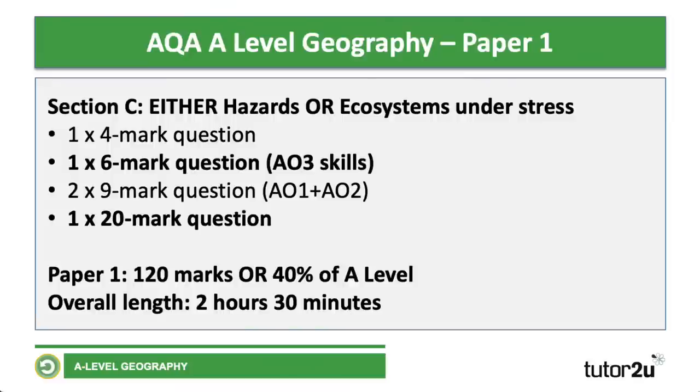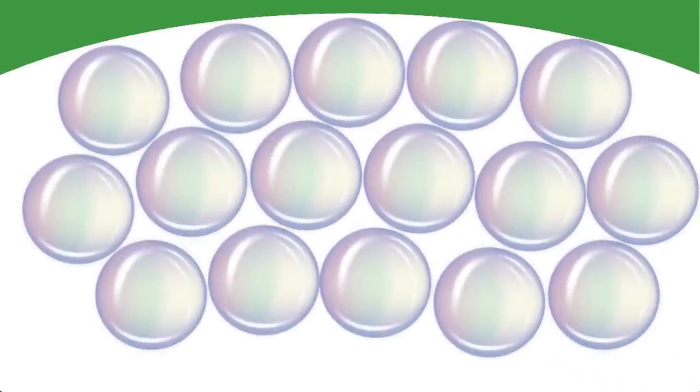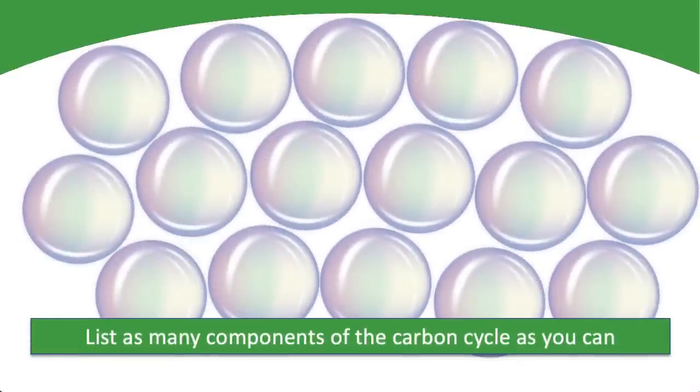Okay, but enough of that, I think, John. Let's look at an activity. Our first activity here is all about popping the bubbles. And the topic is list as many components of the carbon cycle as you can.